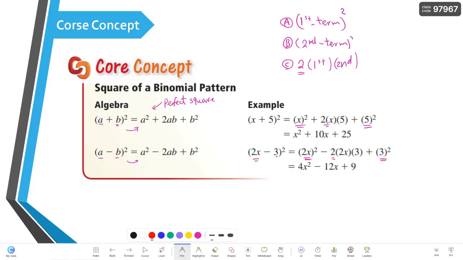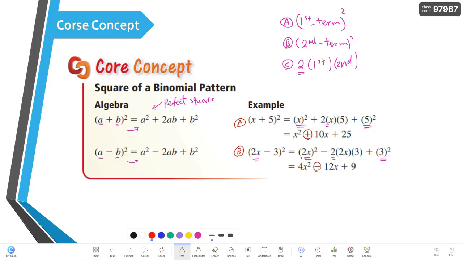This is a trinomial called a perfect square. The only difference between the upper case and the lower one, which is the second case, is that in case we have plus, the term exactly in the middle would be positive, and in case we have minus, the term exactly in the middle would be negative.